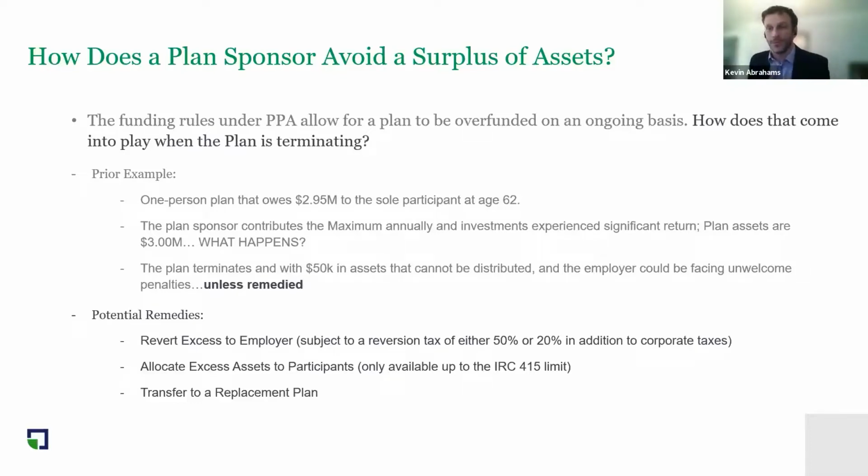Alternatively, and this is what we see most commonly, is a transfer of that surplus to a replacement plan, which is a new or existing defined contribution plan. In this case, that $50,000 would be transferred over to this existing or new defined contribution plan into some sort of suspense account. And basically that $50,000 can be used towards future years' employer contributions, such as profit sharing or safe harbor. And as long as that's fully used up, there's no excise tax because there's no surplus anymore, because it's fully used up.